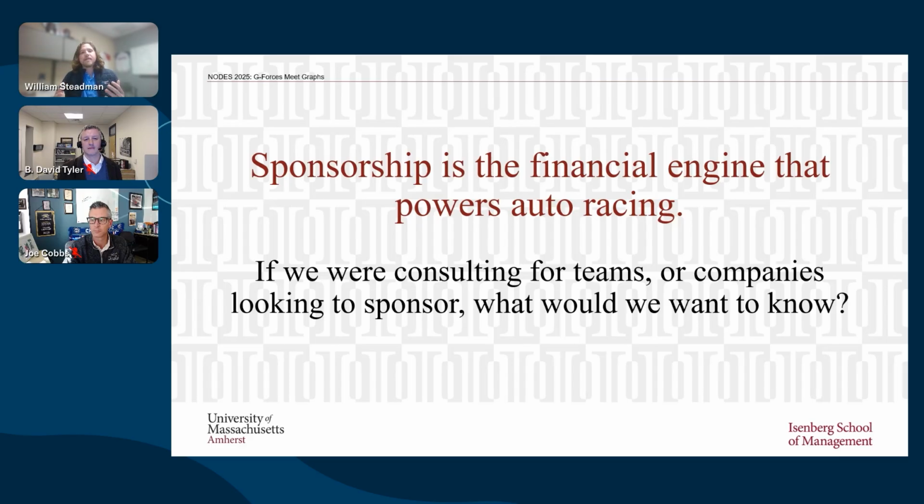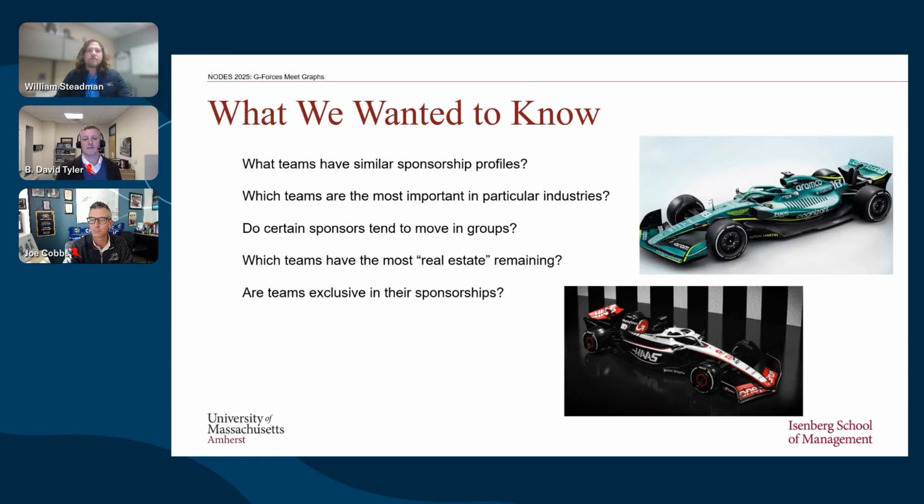And that led us to think, if we were consulting for teams, or if we were a marketing agency working for a team or a brand looking to get into the sport, what would we want to know that would give us a competitive advantage? A lot of what we wanted to know came down to understanding a team's sponsorship strategy. For example, we know that Aston Martin tends to pack on the sponsors on their car, whereas Haas tends to have just a few that they put in really prominent areas.